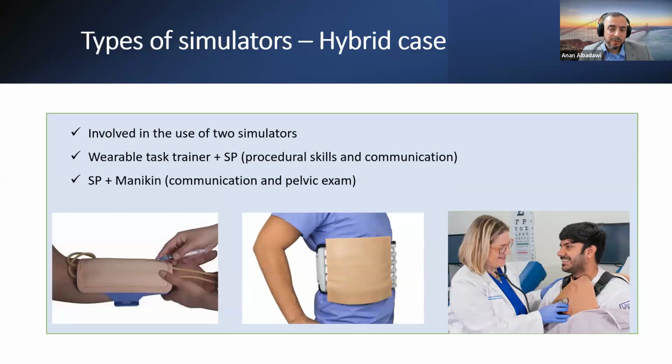Hybrid simulation. The hybrid simulation is the combination of two simulators together. For example, we can use a wearable task trainer with an SP to practice the procedural skills and communication skills, like the wearable IV. Or we can use the SP and mannequin to practice the communication and pelvic examination. Because the pelvic is one of the sensitive areas and not all SPs actually agree to be touched on the pelvic. In fact, this is another discussion, like the invasive or evasive procedure in SP education.